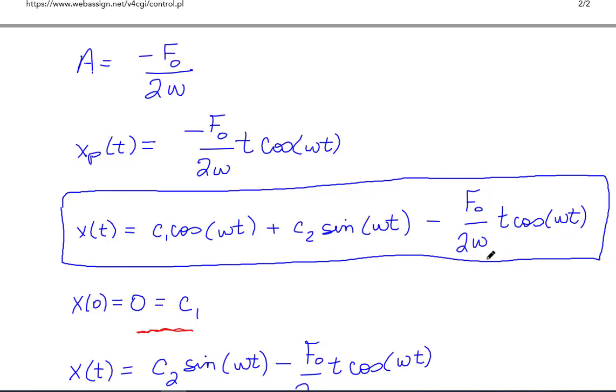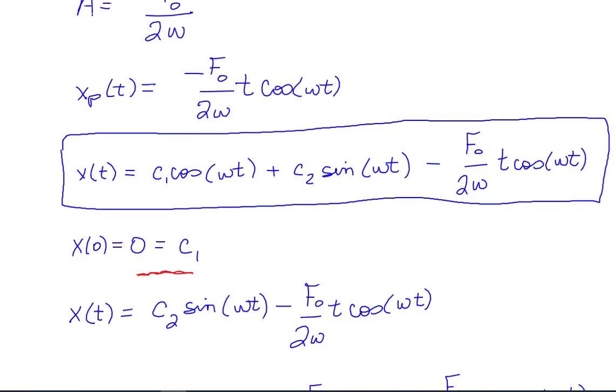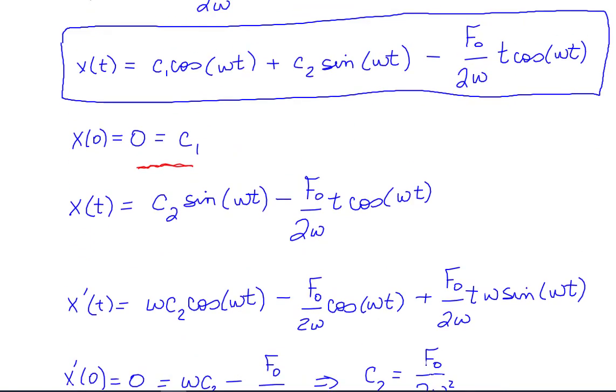But this problem has more. We also have some initial conditions as well. So x at 0 is C1. Well, if I plug in 0 here, cosine of 0 is 1, so I get a C1. Both of these have a sine of 0, which is 0. This term, when t is 0, is missing, and so the only thing I get is C1 is 0. That means the C1 cosine is gone.